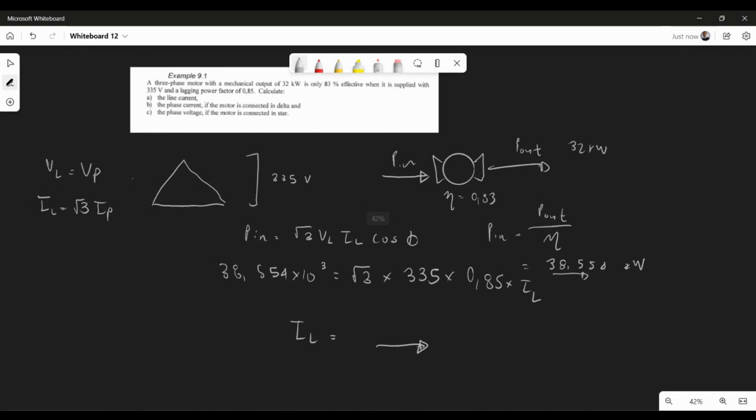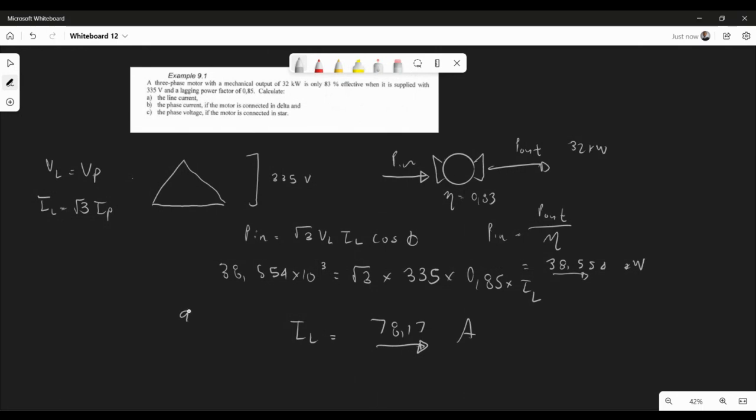So what did you guys get? 78.17. I'm happy with that. Cool. So again, this is the line current. So now what they're asking for is the phase current.